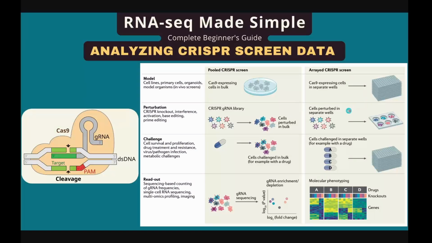An arrayed CRISPR screen is a more organized approach, like a library. Each well on the plate contains a population of cells with the exact same gene knockout. This allows for more detailed individual analysis, often with a microscope, but it's much more labor-intensive and expensive. In the real world, the vast majority of high-throughput genetic screening data you encounter comes from the pooled CRISPR screen.